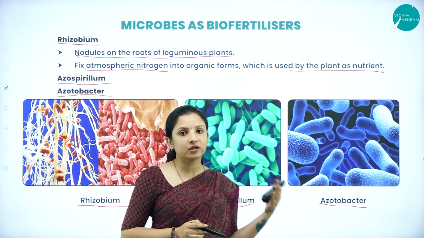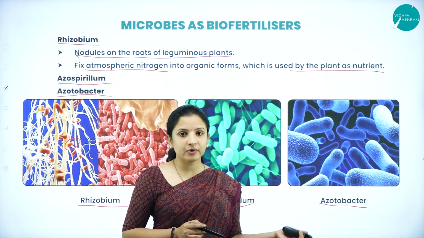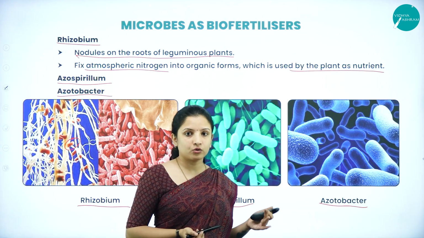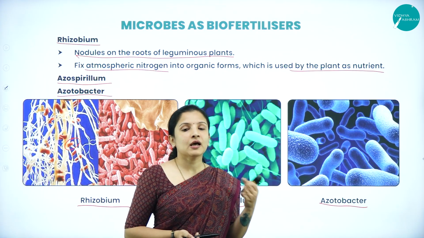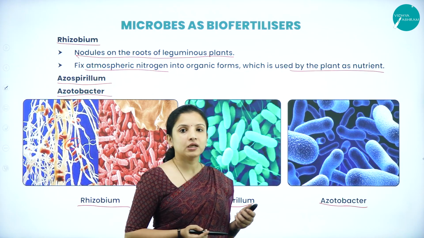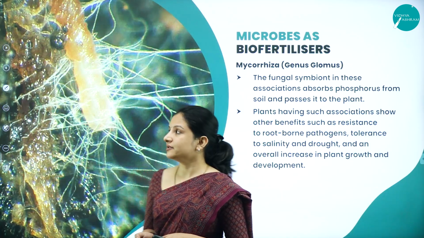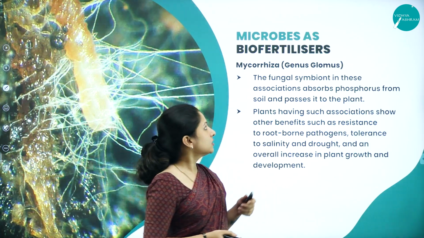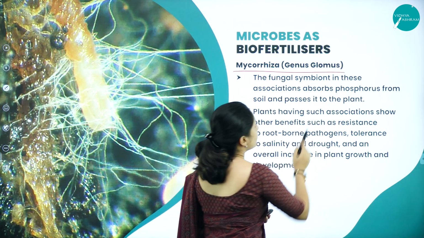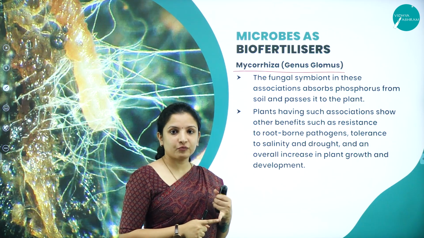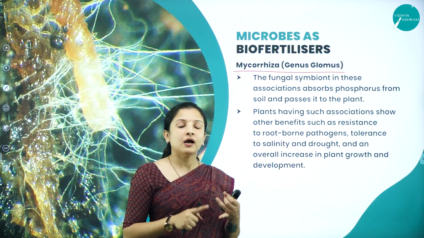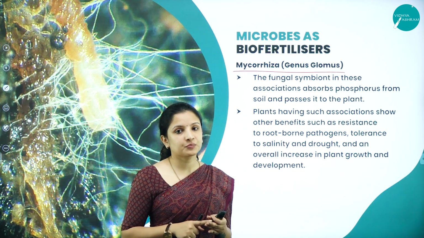They form a symbiotic association. When it is a symbiotic association, both the organisms are benefited out of it. The plant is benefited and the bacteria are also benefited in turn. So this is how they can be used as a biofertilizer. Next, talking about the mycorrhiza. So there are different types of bacteria that can be used as a biofertilizer: rhizobium, azotobacter and azospirillum.